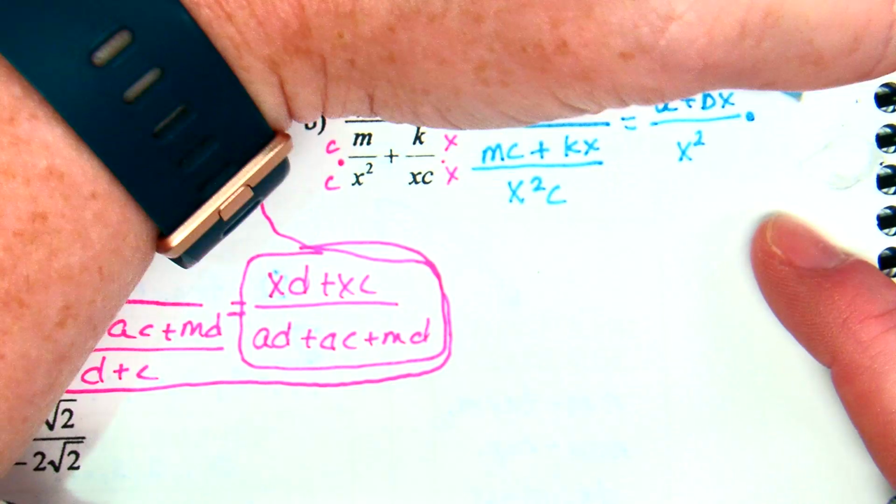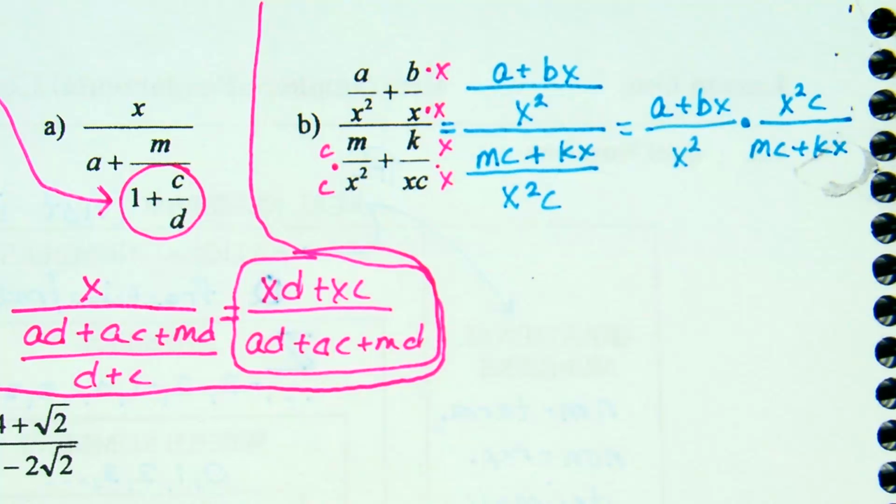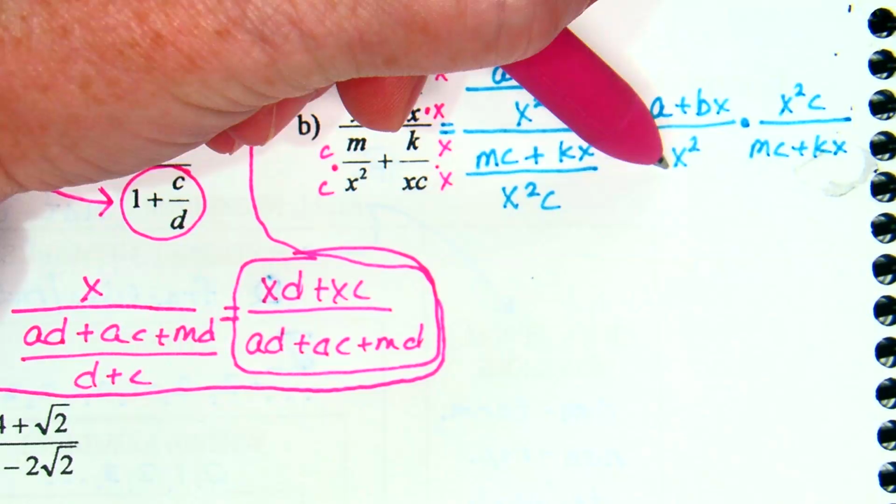Does anything cancel? X squared is this denominator. X squared is a factor of x squared c. So my x squared, a plus bx would have to have another a plus bx to cancel. Mc plus kx. So nothing else cancels. Put it all together as one answer.